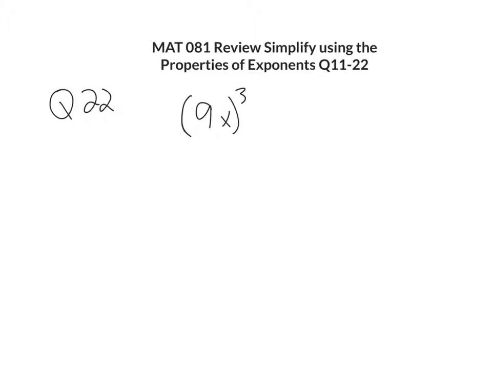Last question of this video. Both of these finally have an exponent of 1, so we're going to distribute that. That has 9 to the power of 3, x to the power of 3. Simplify that a little bit. 9 times 9 times 9, or 9 to the power of 3, is 729, x to the 3rd.